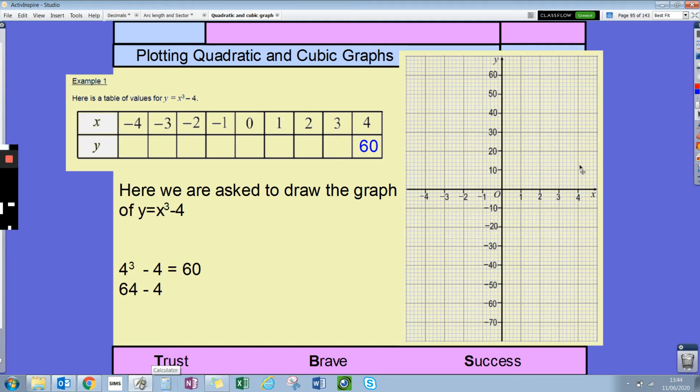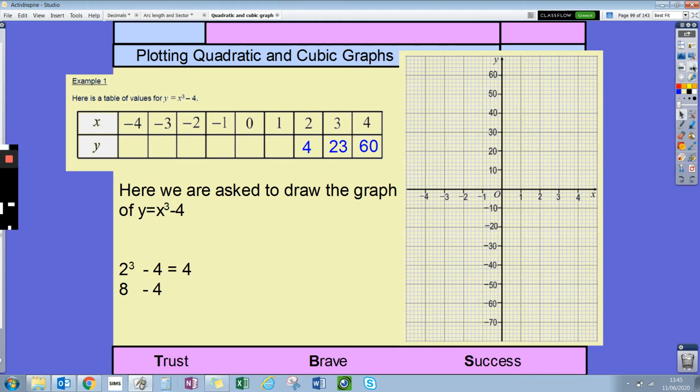Then we're going to do the same process, but instead we're going to use 3 for the x value. 3 cubed, take away 4, so 3 cubed is 27, 3 times 3 is 9, times 3 is 27, and then we're going to take away 4 from that, which is 23. Then 2 cubed, because the x for this bit is 2, and then we're going to take away 4 to get the y coordinate. So 2 cubed, 2 times 2 is 4, times 2 is 8, take away 4 is 4.